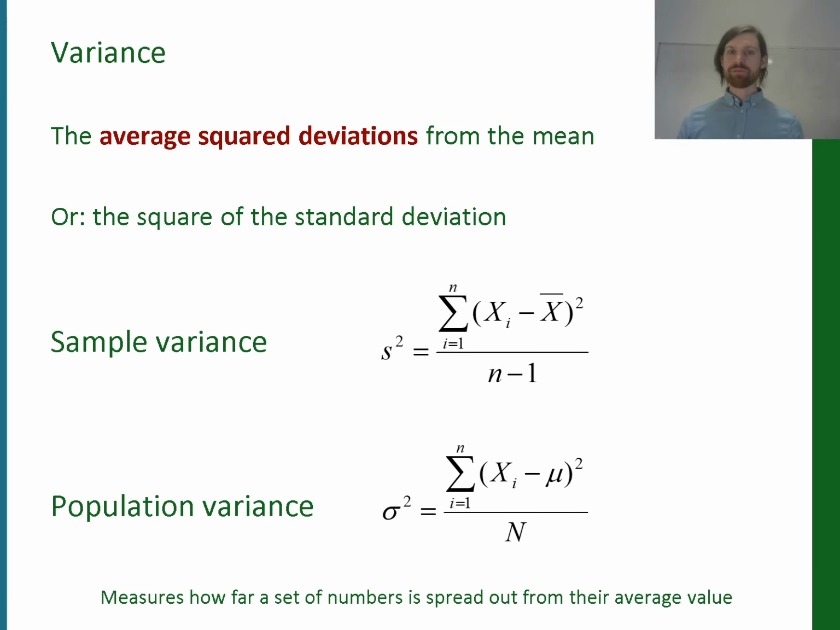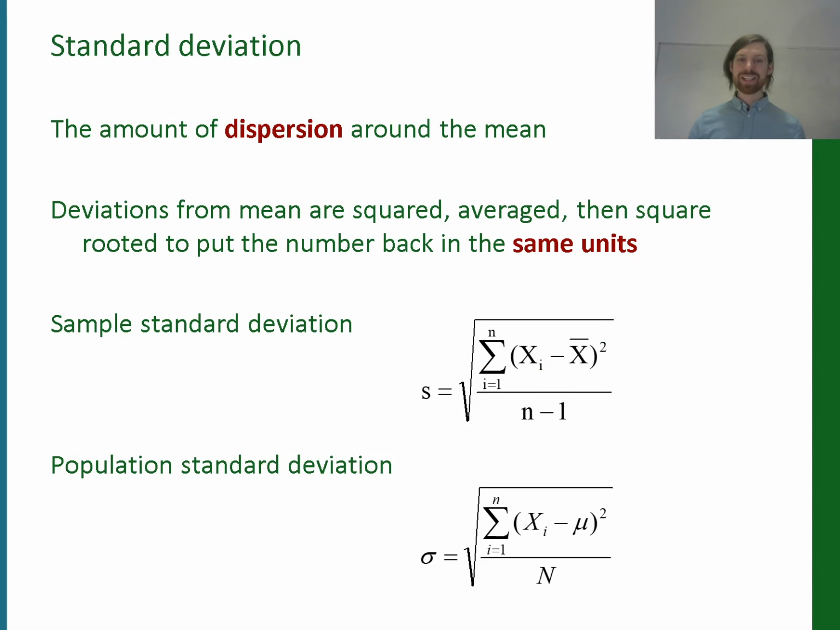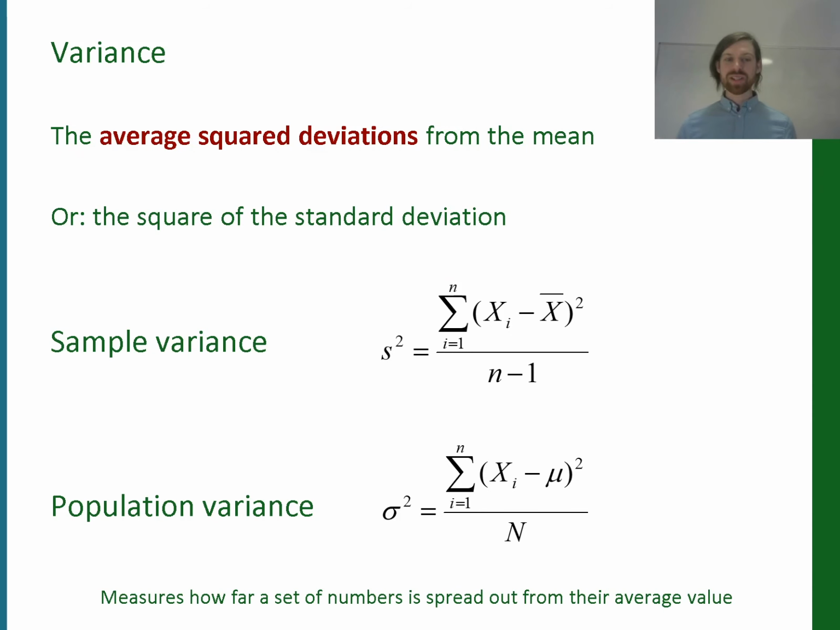Variance, so this is the average square deviations from the mean. So you'll notice that this looks a lot like the standard deviation. Remember I mentioned that we are actually taking the square root at the end to put the number back into the same units that we originally started with. You'll notice down here the sample variance is basically exactly the same calculation. It's just that we're not square rooting it, so we're leaving the value squared, which is why we have s to the power of 2 or sigma to the power of 2 here, okay, for the variance.